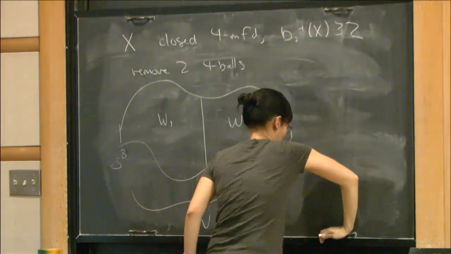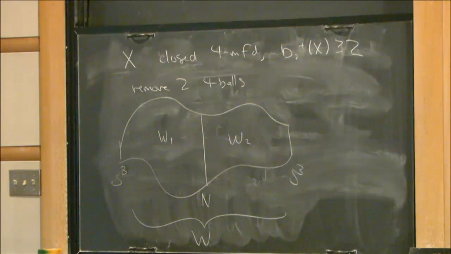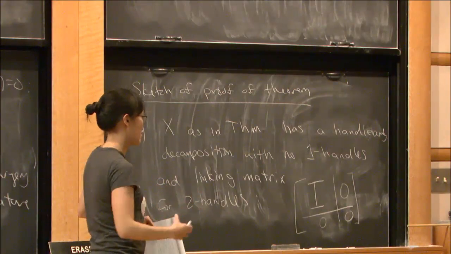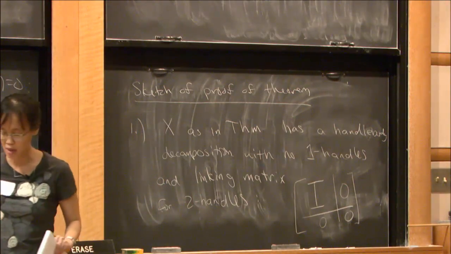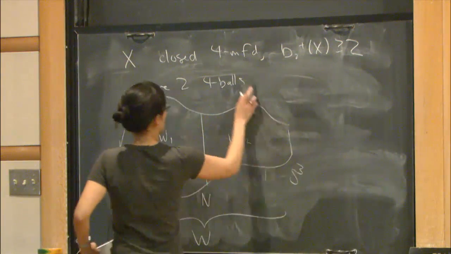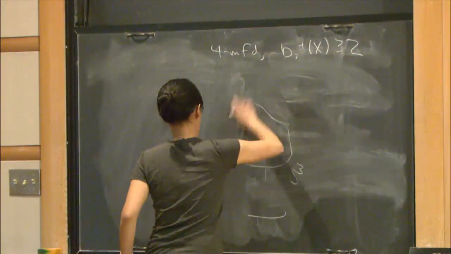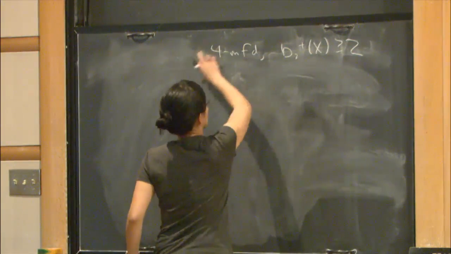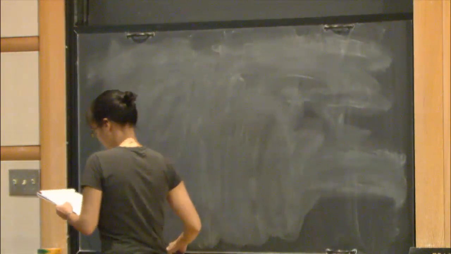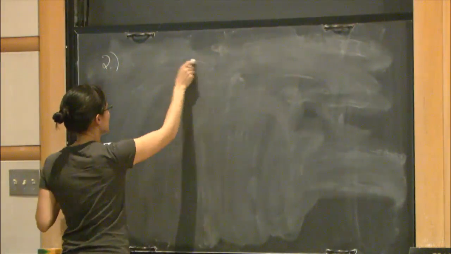X has no one handle, so this means that, well, we can build X. We start with a 4-ball, and then we're attaching just a bunch of +1 framed 2 handles along some link in the boundary. So here's X.